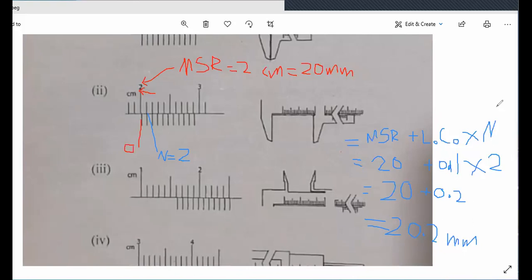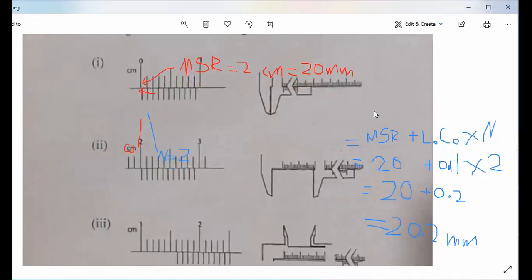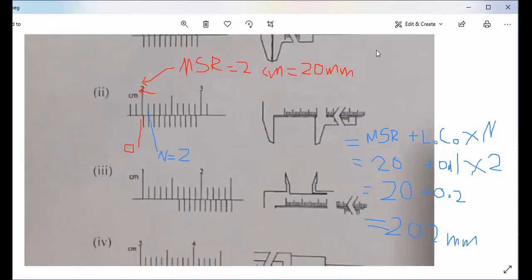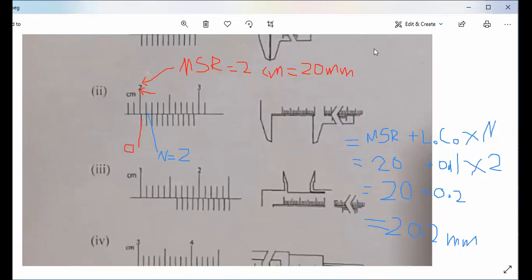Right. I forgot one thing. What's the point that I have forgotten? I have forgotten that the instrument has a positive zero error. So as the instrument has a positive zero error, we must subtract the positive zero error from this reading. That's how we get the correct measurement.